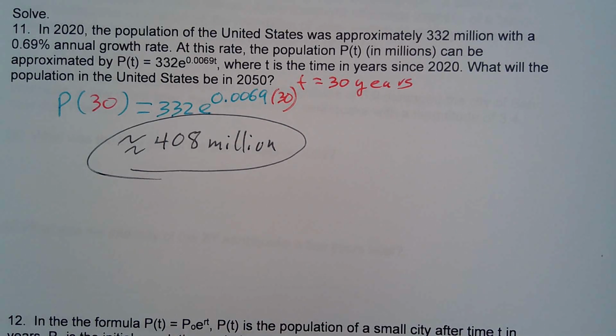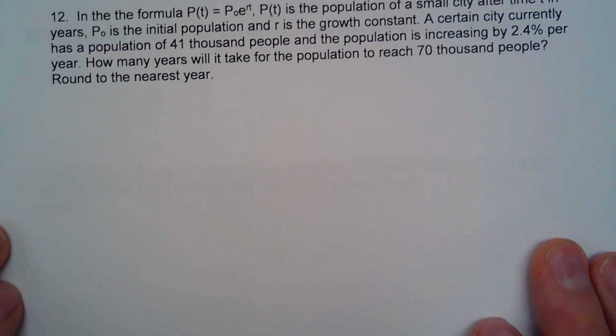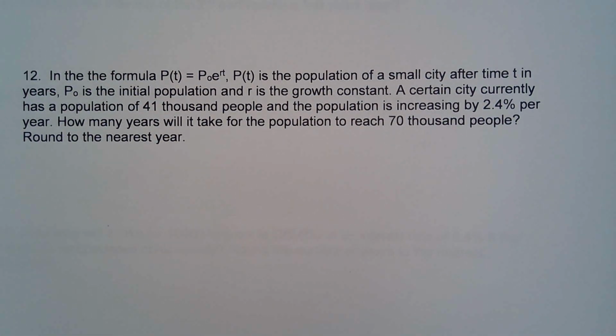All right, let's try another example. In the formula P of t equals P sub 0 e to the rt, P of t is the population after time t in years, P sub 0 is the initial population, and r is the growth constant. A certain city currently has a population of 41,000 people, and the population is increasing at 2.4% per year. How many years will it take for the population to reach 70,000 people? Round to the nearest year.